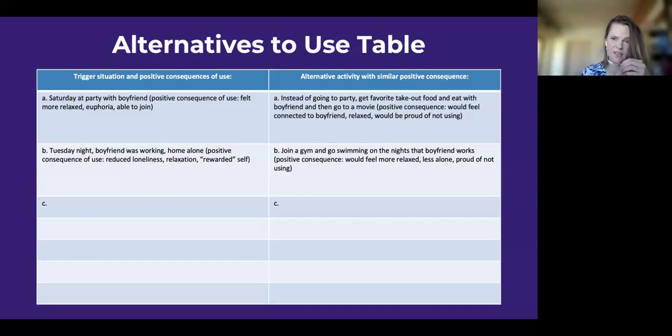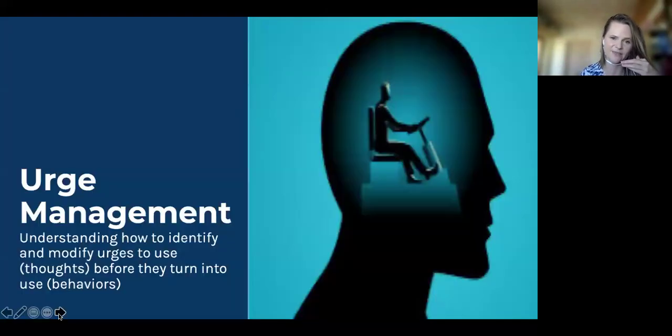So it could be joining a gym. It could be going out to a movie with friends who support your abstinence. It could be ordering takeout at home. You're going through it on an individual basis and identifying what's going to be most motivating for this person that's going to help them, in this case, relax.